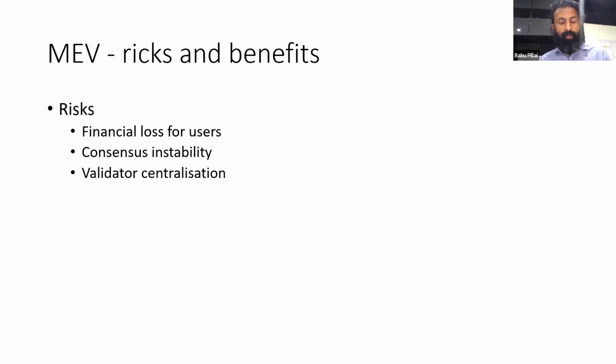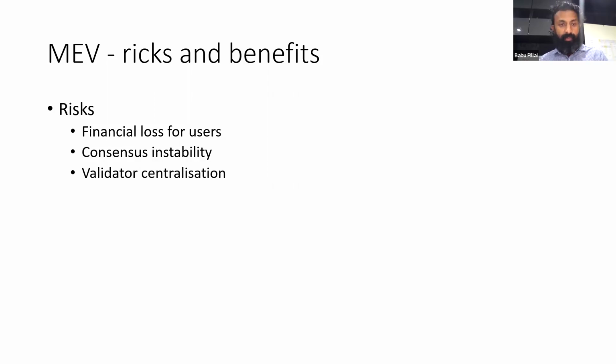Now, MEV risks and benefits. So what is the risk here? Of course, the first risk is financial loss for users. These are values you should be getting, but they are being lost. I should be buying that coin for probably $6 or $7 in the natural market situation, but the price has been pushed to the maximum. So it is that extra money I'm losing, which is somebody else benefiting. That's a financial loss for users.